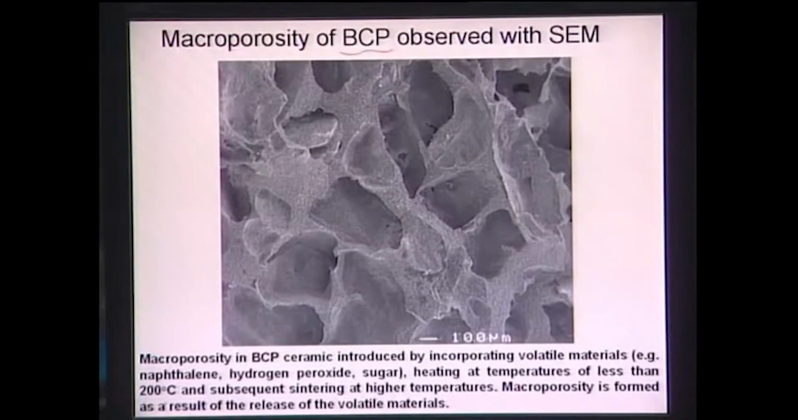One material that has recently attracted attention is BCP. BCP is biphasic calcium phosphate material, and biphasic calcium phosphate means it has a mixture of tricalcium phosphate as well as hydroxyapatite. When this mixture is sintered, after the sintering you can see it leads to very coarse porosity. If you look at the microstructure, this is 100 micron, so these may be 300 micron or 200 micron pores. These are commonly observed in these biphasic calcium phosphate materials.